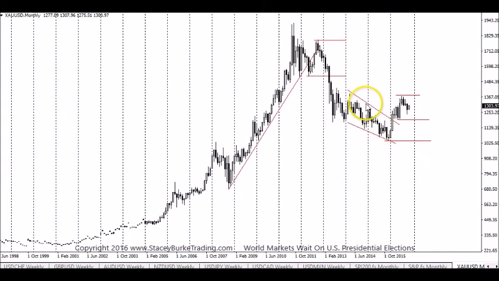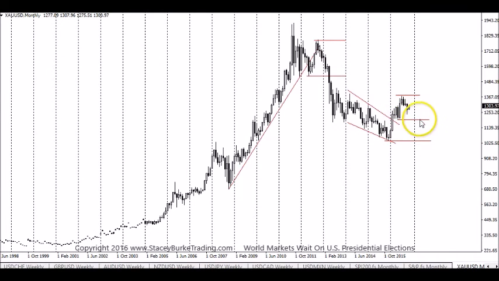Looking at gold, monthly chart again, we've seen that wedge formation breakout at the beginning of the year. That market ran up to the 1375 level, but it seemed to have found support down at 1200. So 1375 and 1200 is the range for now.